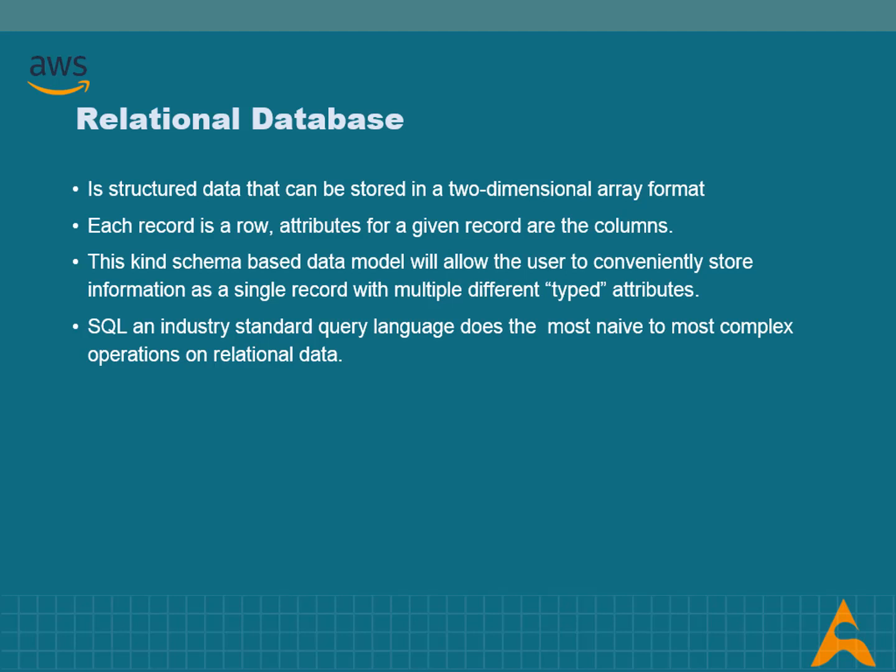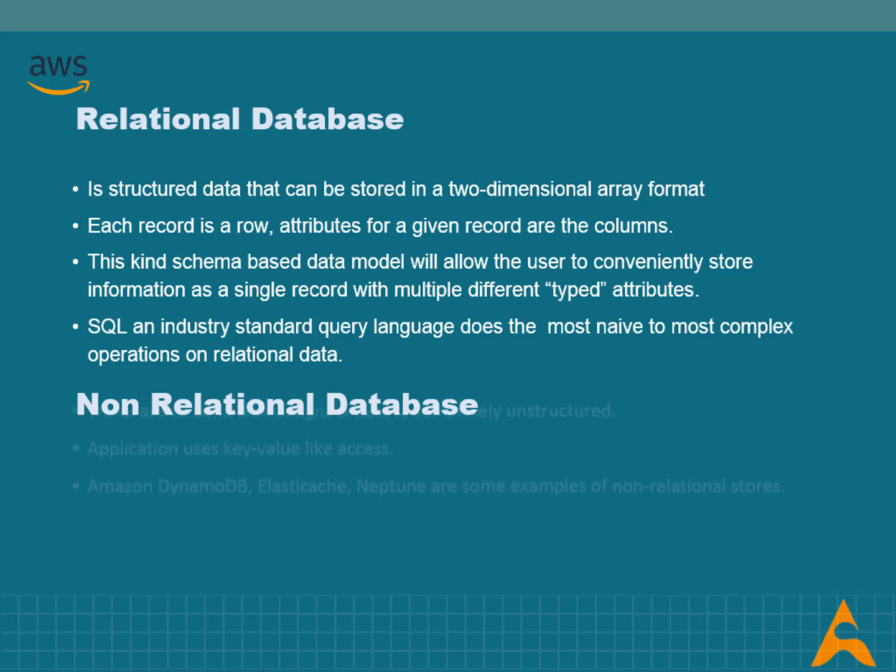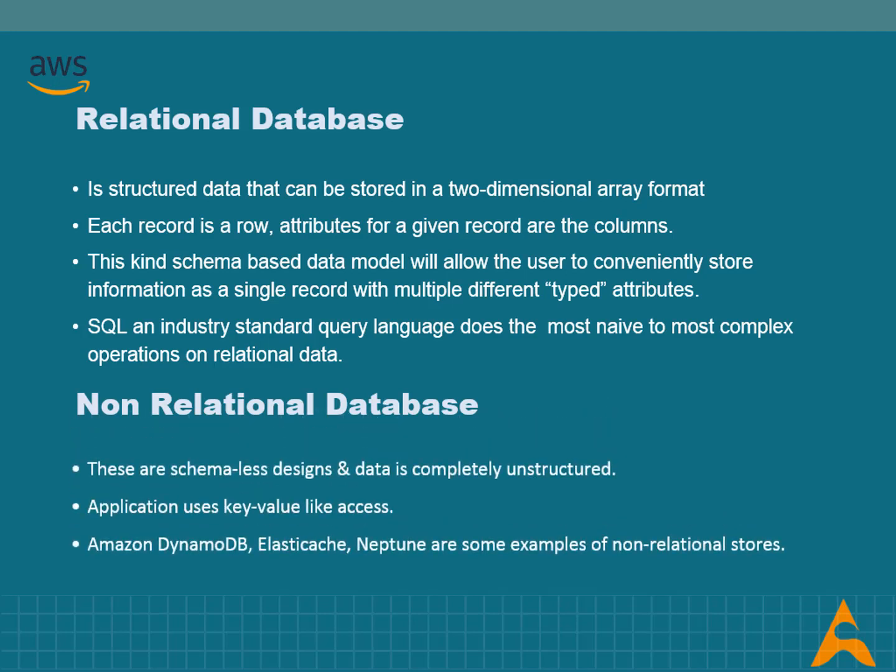More importantly, relational databases like Oracle, MySQL, SQL Server provide ACID semantics and thus allow transactional guarantees for operations that need to work on records. SQL is an industry standard query language that is capable of doing everything from the most naive to the most complex operations on relational data. Whereas non-relational databases are schema-less by design, and the data is completely unstructured.